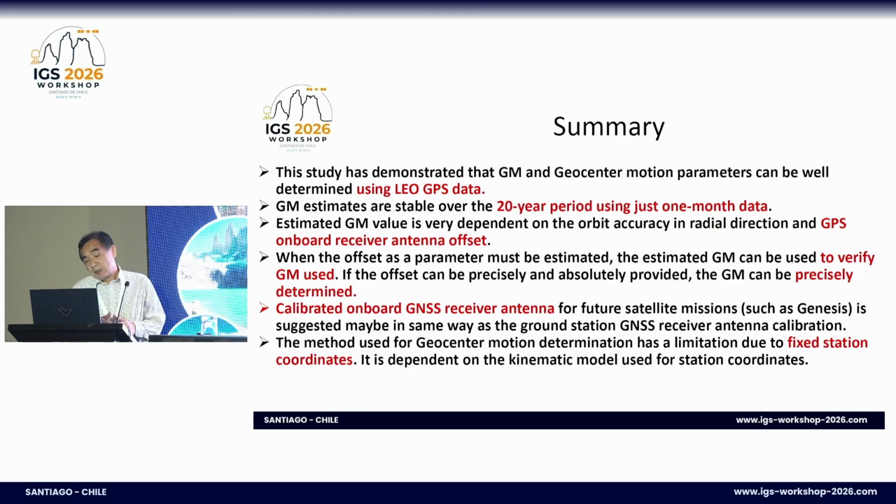Therefore, I suggest that for future satellite missions such as Genesis, it is better to calibrate very carefully on the ground and try to get the absolute value. Then in flight, we don't need in-flight calibration estimation. So, yeah, that's all my talk. Thanks.